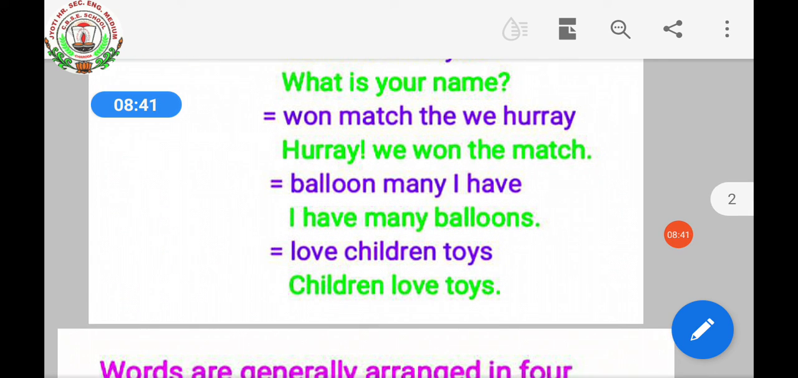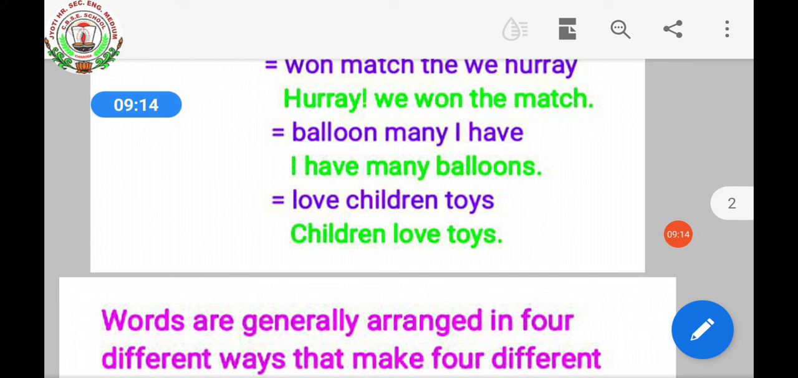Okay. Balloon many I have. If you are having balloons and I ask you what you are having in your hand, you will not say balloon many I have. You will say I have many balloons. मेरे पास बहुत सारे balloons हैं. तो I capital है, full stop वहाँ पे है. Love children toys is also an incorrect sentence. Okay, so wrong sentence. So what are the correct words? When we put all the words in a correct order: children love toys. The C is capital and I put the full stop here.